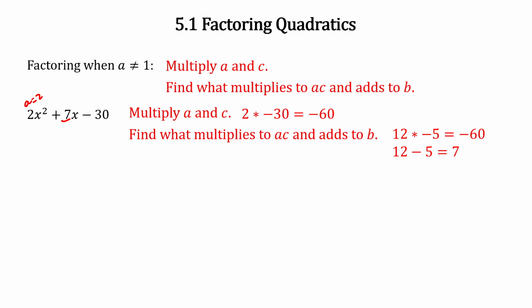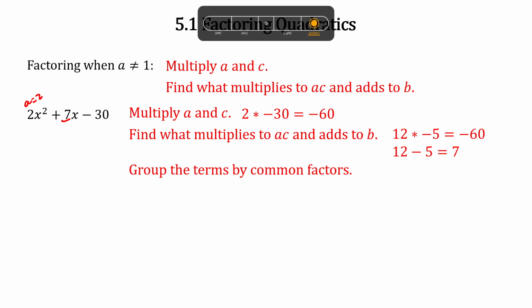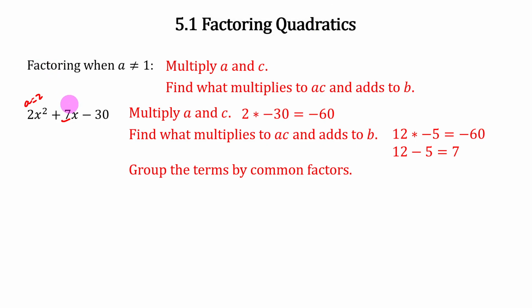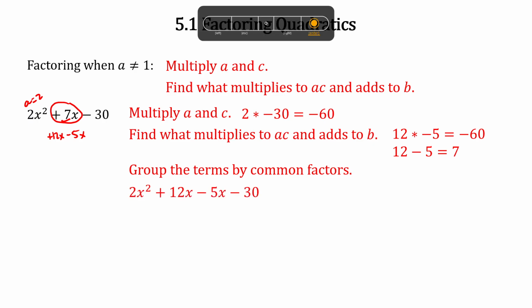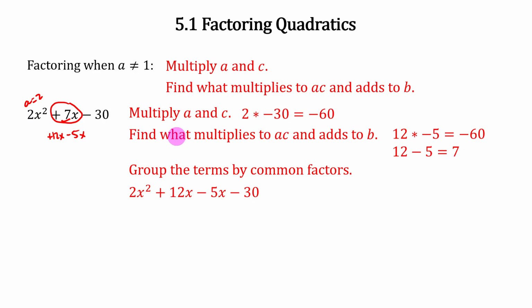But then we have to do the grouping like we just did. It doesn't really matter the way you group them. It usually works out pretty well. Group the terms by common factors. So we're going to change the plus 7x into plus 12x minus 5x. I'm going to group the left one. I'm going to factor out the 2x.